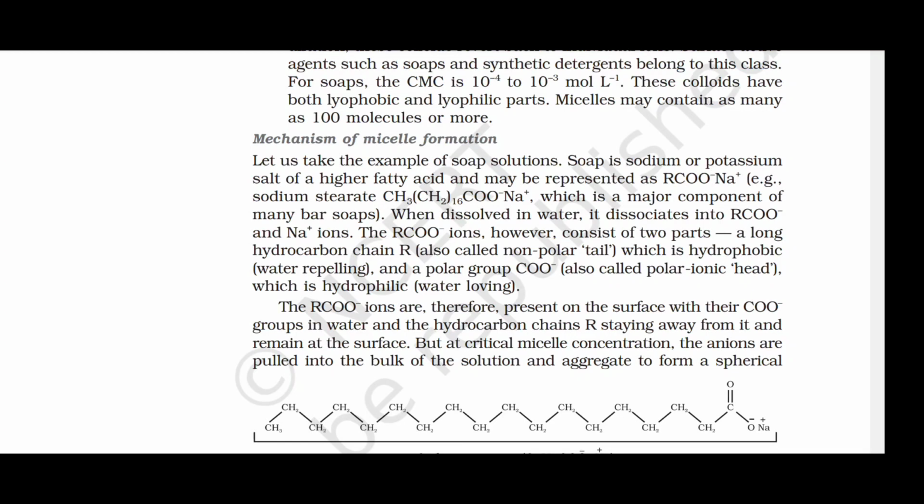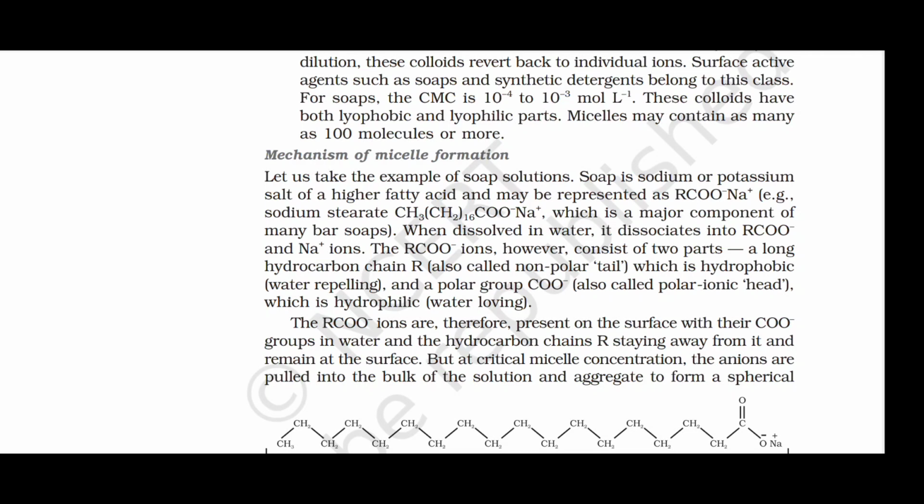The RCOO minus ions, however, consist of two parts. A long hydrocarbon chain R, also called a non-polar tail, which is hydrophobic, water repelling, and a polar group COO minus, also called polar ionic head, which is hydrophilic, water loving. The RCOO minus ions are therefore present on the surface with their COO minus groups in water, and the hydrocarbon chains are staying away from it and remain at the surface.